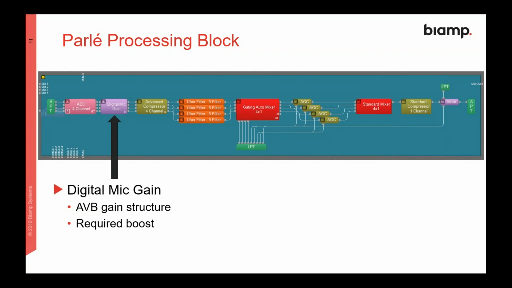So we need a place to make up some of that gain, and we've introduced the digital mic gain block in here. And you can't edit that, it's actually fixed. So when you drop in a Parlé processing block, you pick your microphone type, whether you have a TCM1, a TCMX, or a TTMX, and that gain will be fixed based on the microphone type. And it is 12 dB of gain for a TCM1 and 18 dB for a TTMX and TCMX.